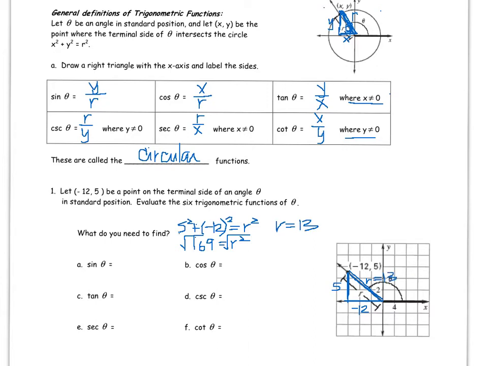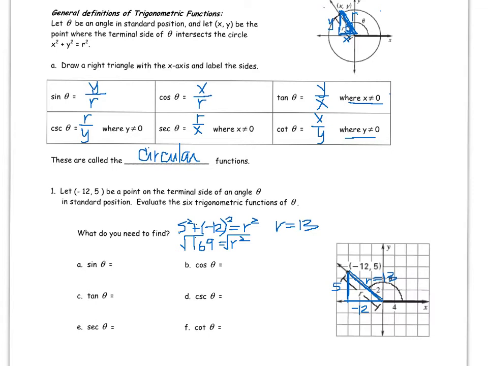And that's something you should kind of know is a special right triangle, a 5, 12, 13. So kind of keep in mind, if you don't, those are some things you want to think of. 3, 4, 5, 5, 12, 13. There are other ones out there, but that's one you're going to see more often.